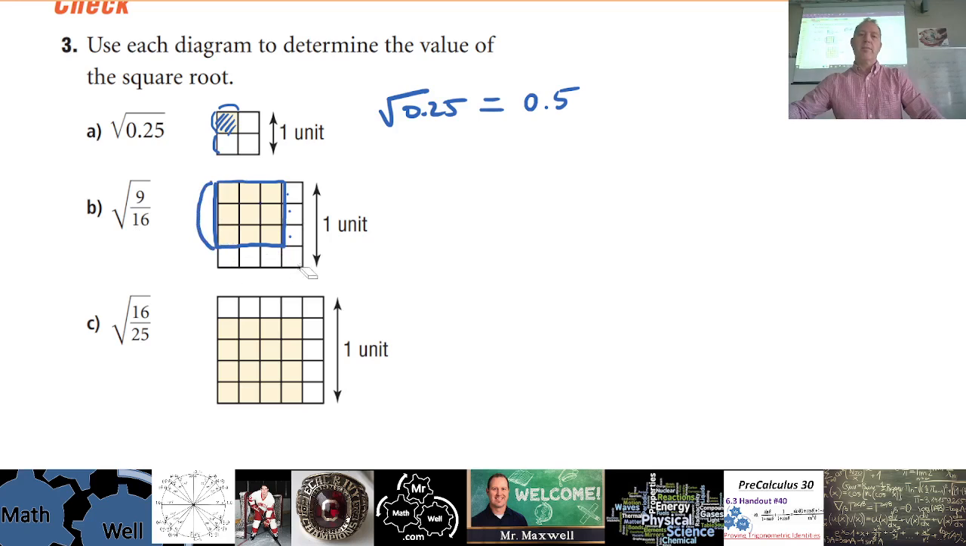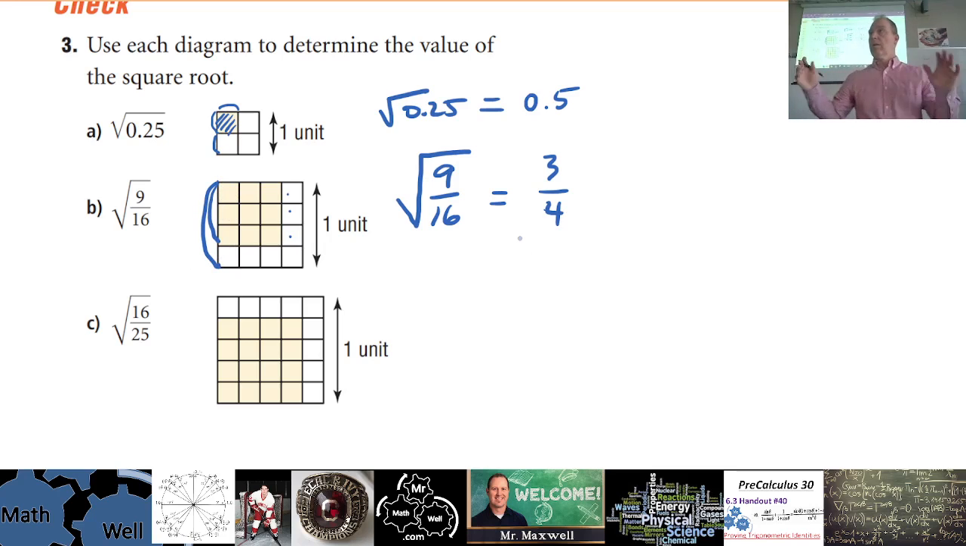So this is maybe a little bit of a tricky part, but what is the side length of this square? Well, it's 3 units out of 4 units. So the side length is 3/4. The square root of 9/16 is 3/4. 3/4 of a unit. See, here's 1 big unit, and there's 3 out of 4. Any questions so far?